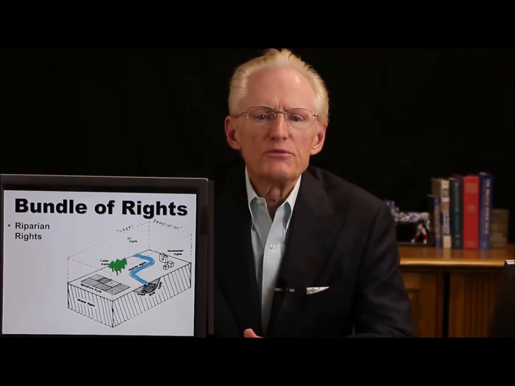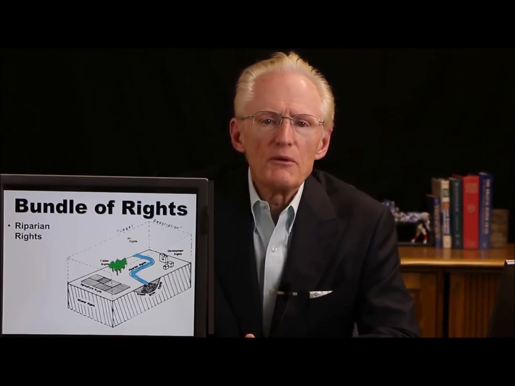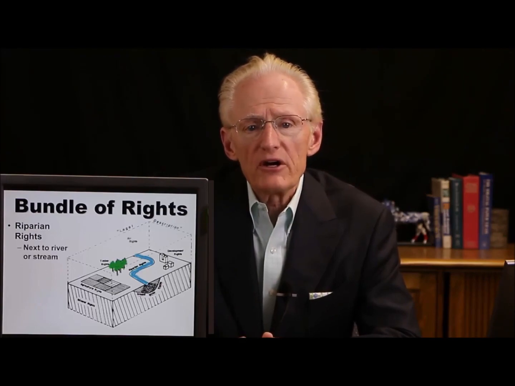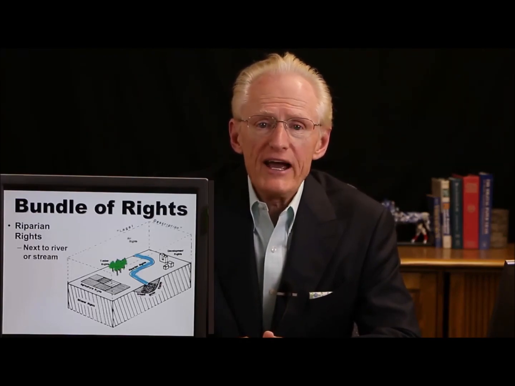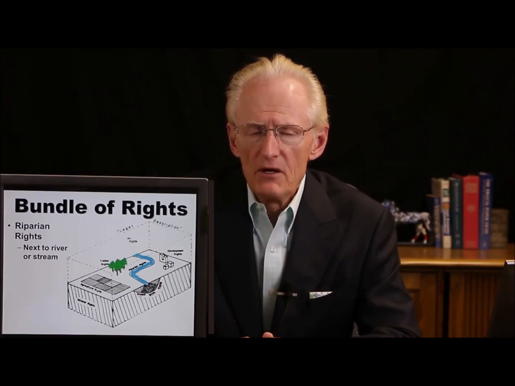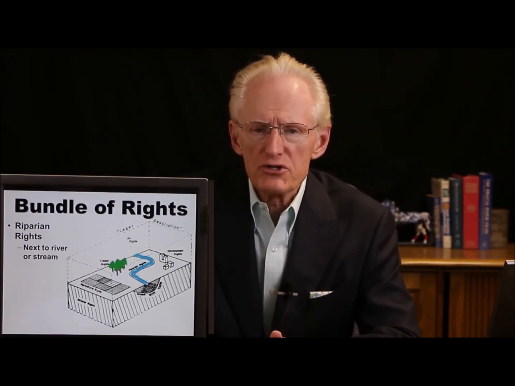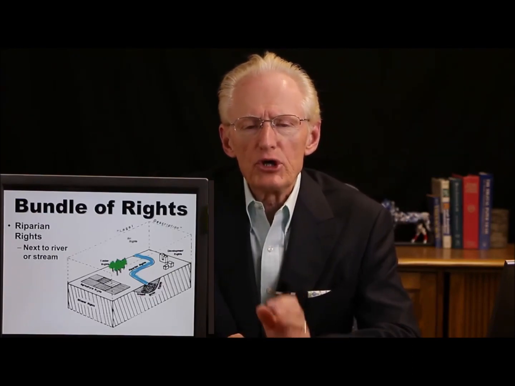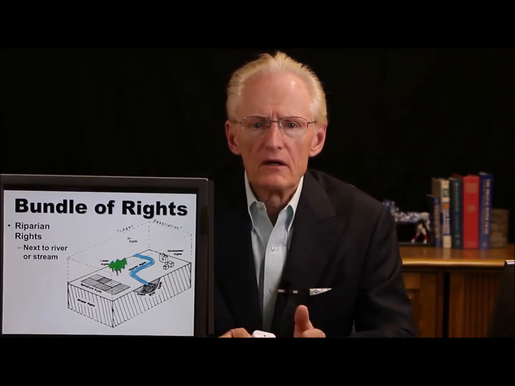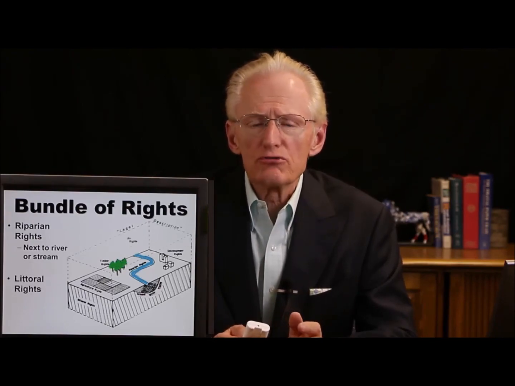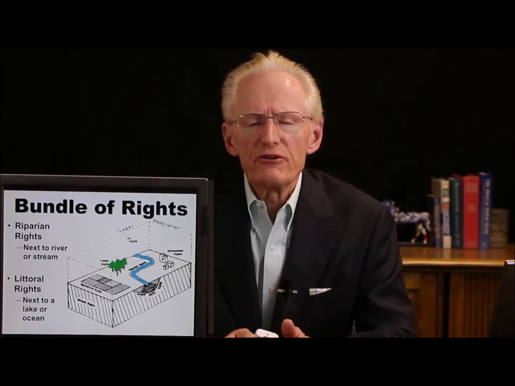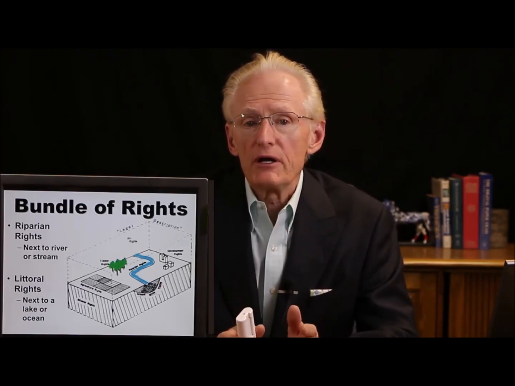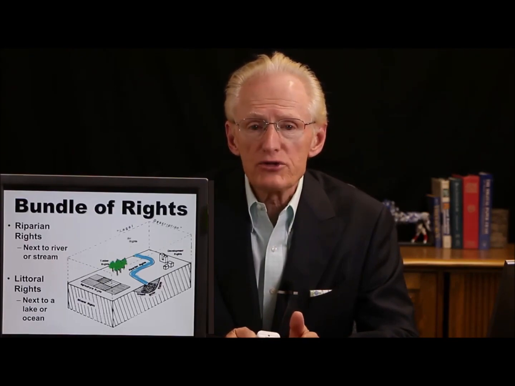Two of the terms I'd like you to be aware of, the first one being riparian rights. The term riparian refers to water. And riparian rights are the rights that an owner might have next to a river or stream. So if you own property next to a river or a stream, in some states, not all states, you may have the ability to use that water. Another term is littoral rights, and littoral rights refer to the zone between high water and low water where a property owner has property along a lake or the ocean.